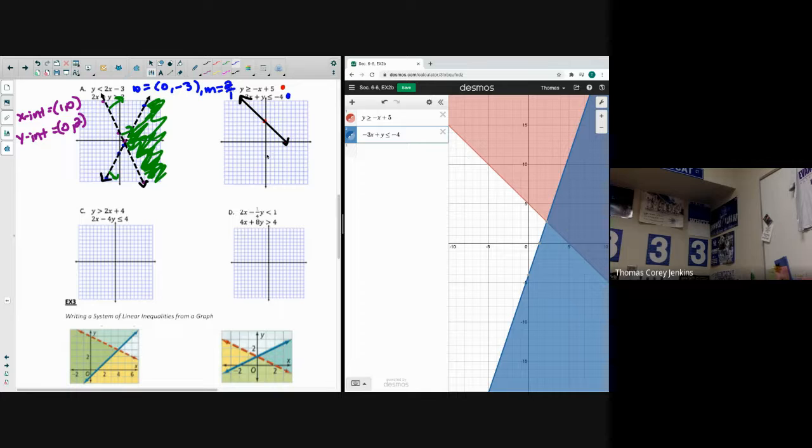1, 2, 3, 4. So this was the obvious part, that it went through 0, negative 4. Then I had to do a little bit of thinking. That's the challenge when you're using Desmos, is if you don't get a good x and y intercept, you've got to be able to ID the slope. Okay.